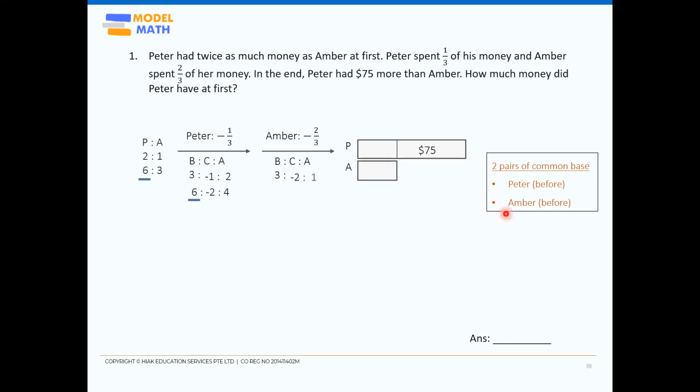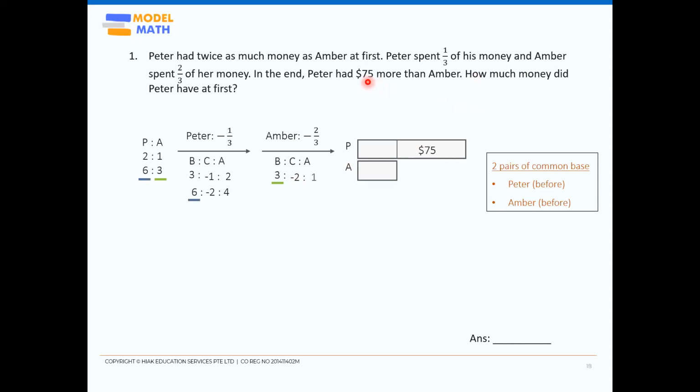Next one is Amber. So let's look at Amber. Amber before here shows 3. Amber before also 3 here. Okay, so luckily just nice, already common. So 3 and 3. So do underline your two different pairs of common base. Okay, try to do that to make it a habit that, okay, I am done with my common base and I'm ready to move on to solve the question.